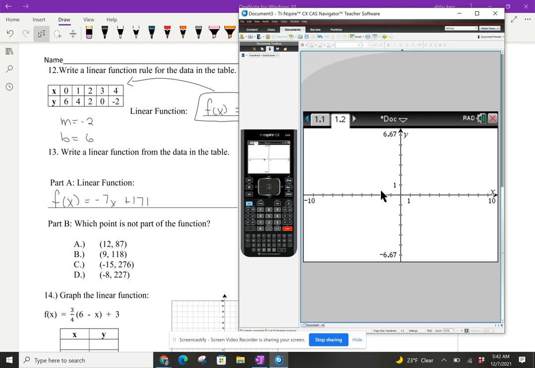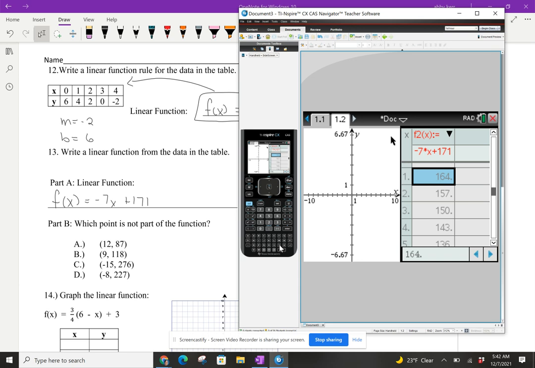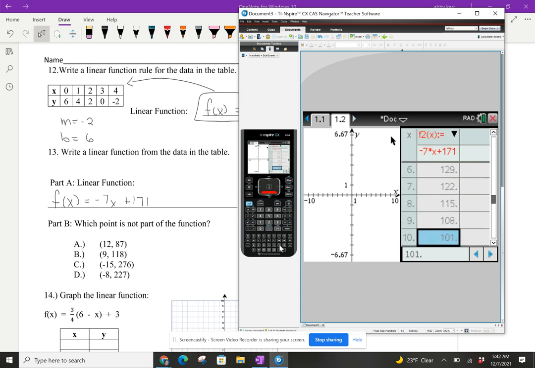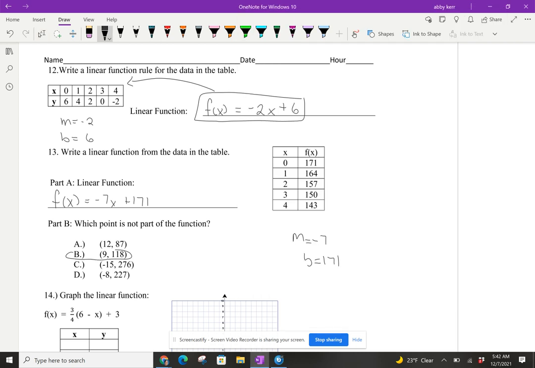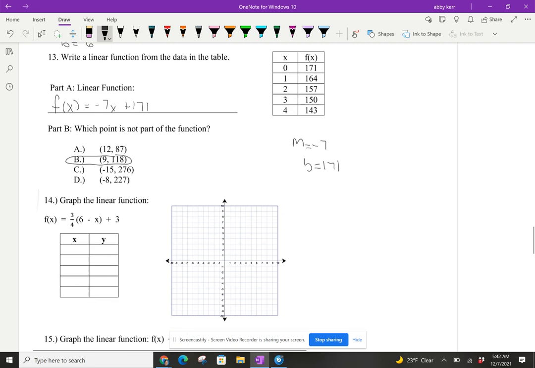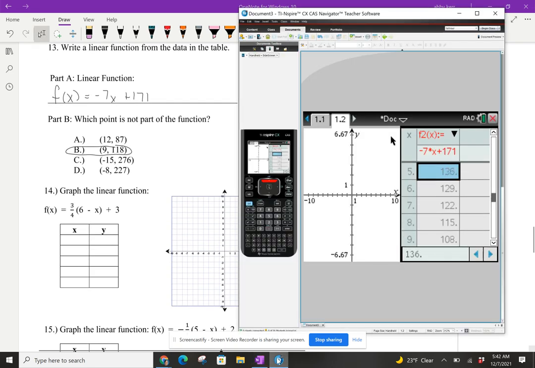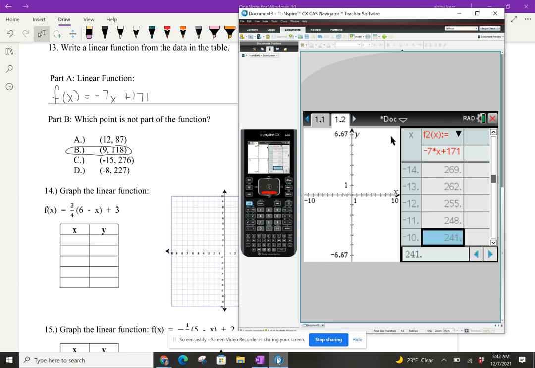I understand that you can't see the graph. Think about it. The y-intercept is 171. Y only goes up to 6.67. So let's just do the table and see which point. So 12 comma 87, that's there on the table. 9 comma 118 is not. It's actually 9 comma 108. You can check the other ones as well, but there should be only one answer choice. That's wrong. So negative 15 comma 276 is there, and then negative 8 comma 227 is there.